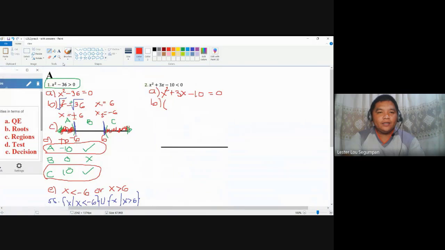So you have here the roots, factoring: x plus 5 and x minus 2 equal to 0. Because checking, x times x is x squared, x times negative 2 is negative 2x, 5 times x is 5x. So you have 5x, you have negative 2x, so that's positive 3x.